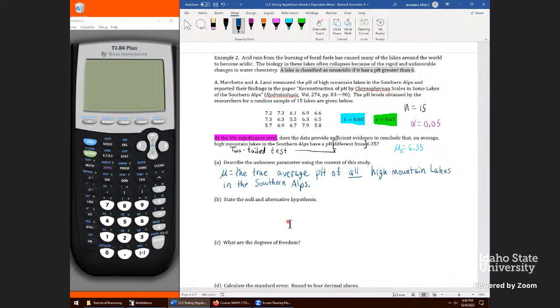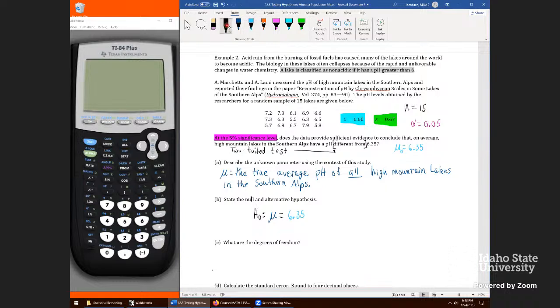Okay, now that we've got mu, we're pretty much home free for the null and alternative hypotheses. H naught is going to be indicated as mu equals, and the value we set it equal to is the value to be tested, the 6.35 pH.